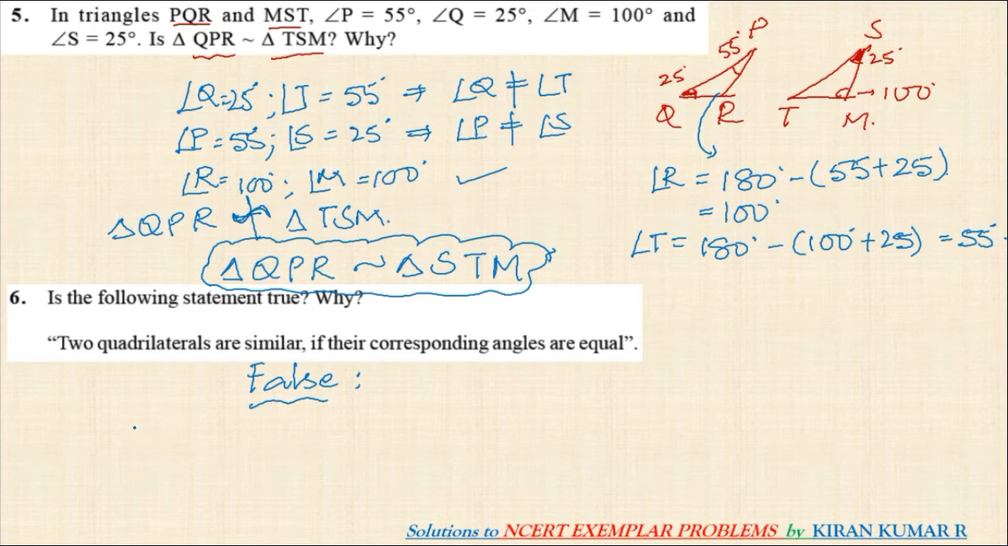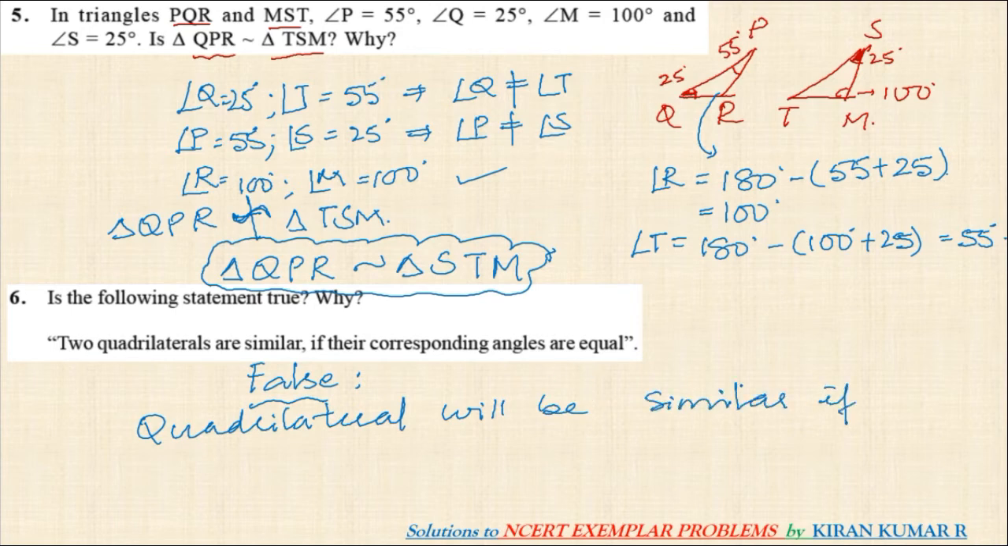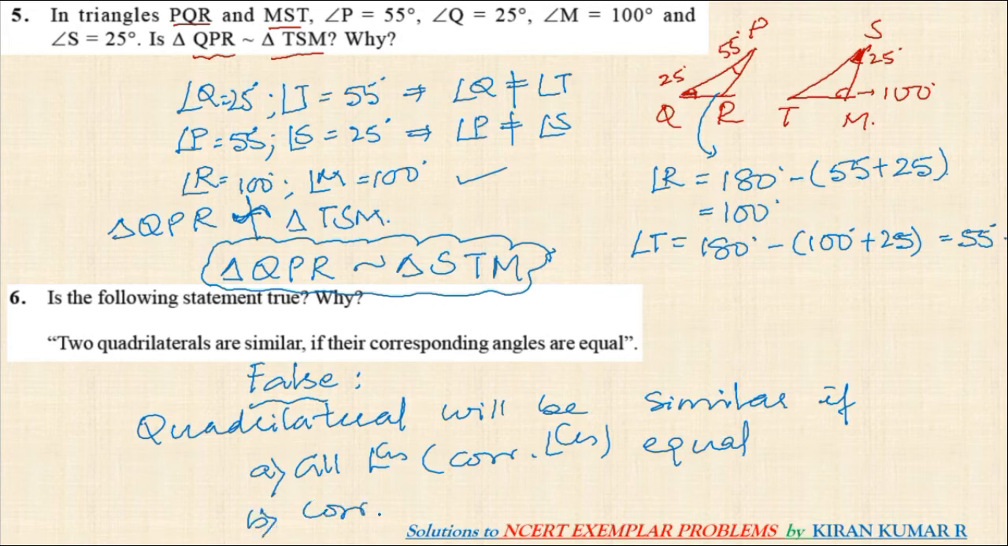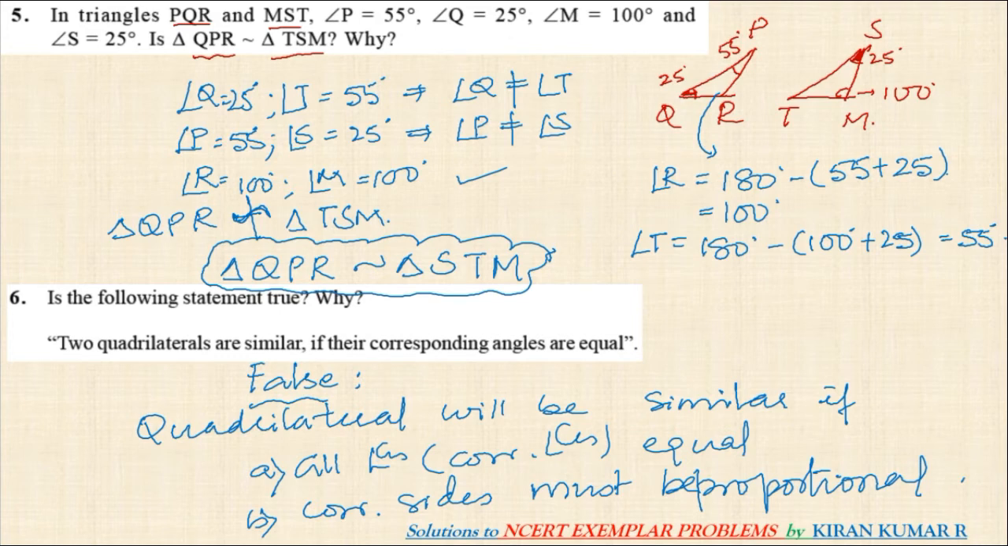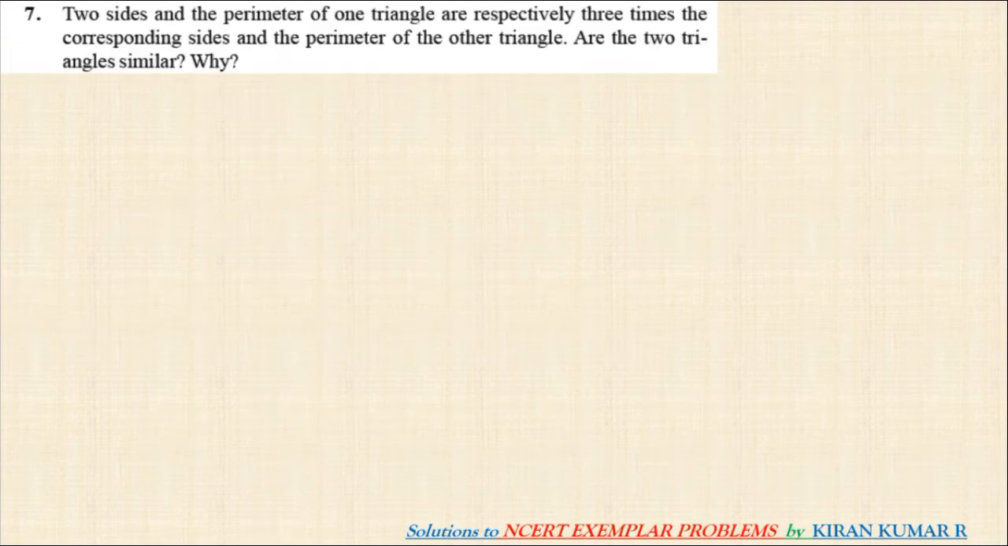So let me mention that quadrilaterals will be similar if the first condition is that all corresponding angles should be equal and the corresponding sides must be proportional. Both the conditions are to be satisfied to make the quadrilaterals similar. Next question.